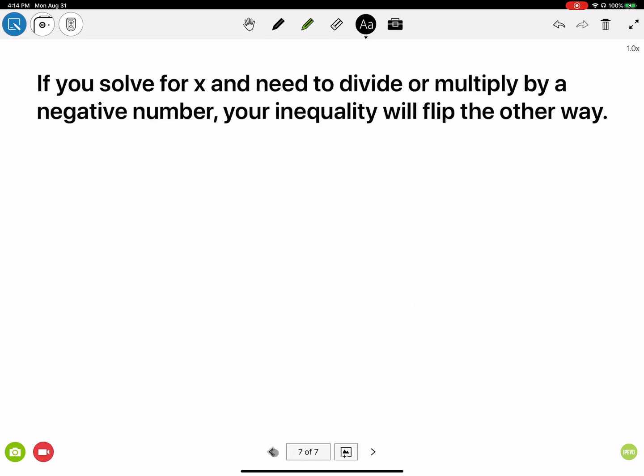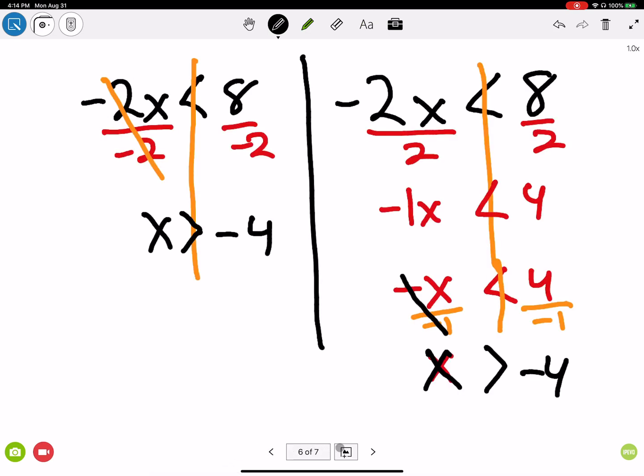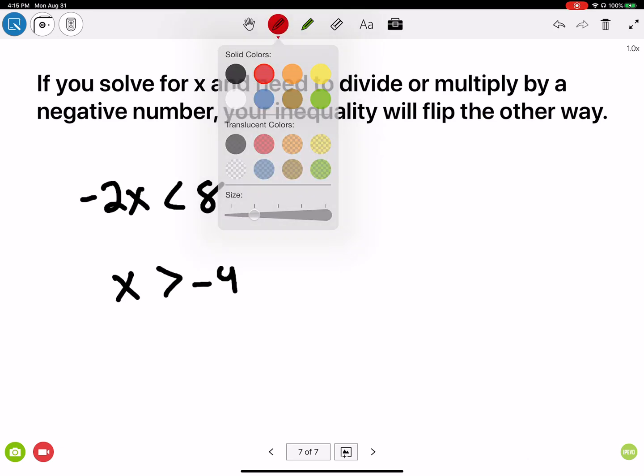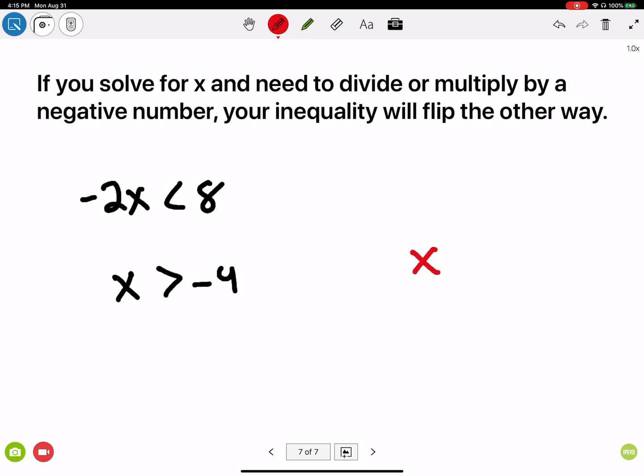And you can test this out. Remember, it said negative 2x is less than 8. We ended up saying that x had to be greater than negative 4. Okay? Well, let's say you didn't flip it, right? Don't put the wrong answer in red. Let's say that we said x had to be less than negative 4.